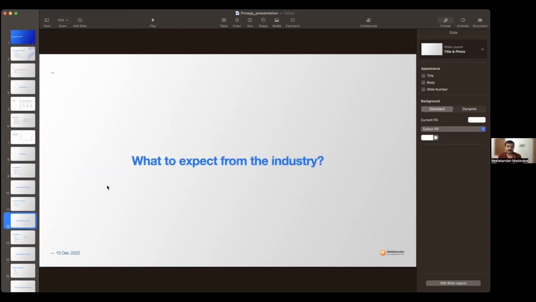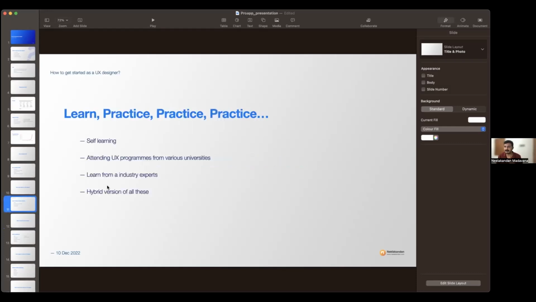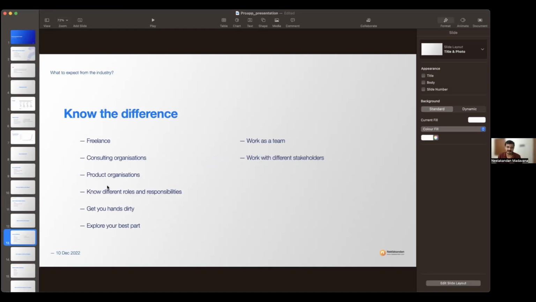And when we go into how to enter the industry, yes, definitely you will have to make a portfolio and all those things. Yep, I'll come into that.